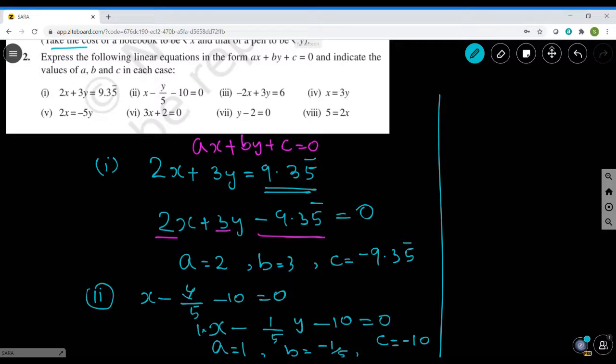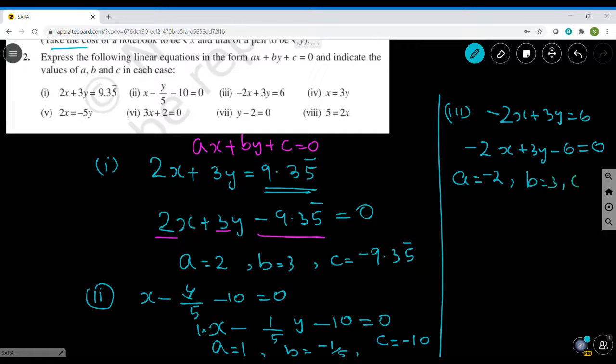Then the third one is minus 2x plus 3y is equal to 6. We can transpose, a very easy problem. Only the 6 we can transpose to the LHS. So when we transpose, it becomes minus 6. So this is the form of ax plus by plus c equal to 0: a will be minus 2, b is equal to 3 and c is equal to minus 6. Hence the answer.